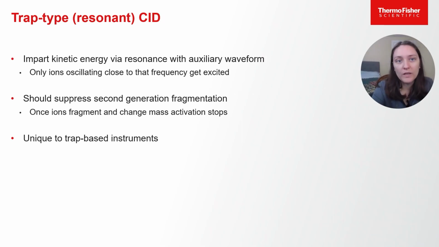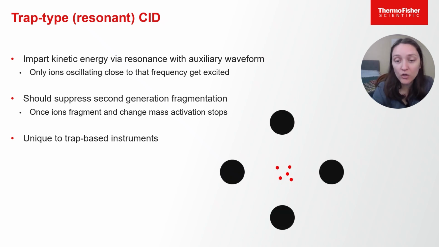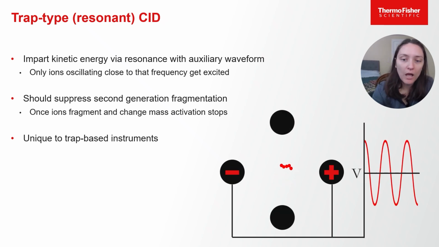So we expect a good alternative strategy to be trap type or resonant collision-induced dissociation. In this strategy, the ions are first trapped inside of an ion trap where they oscillate with a characteristic frequency. So if we look at a trap, we apply our voltage along one angle at a certain frequency of RF. We selectively excite a precursor m/z.